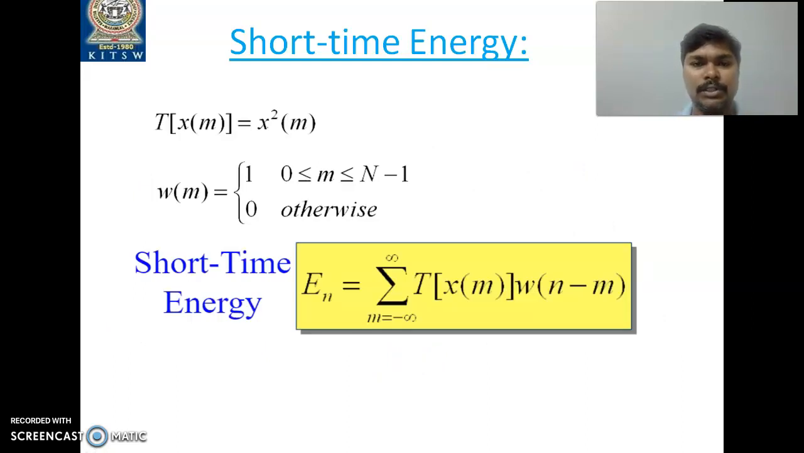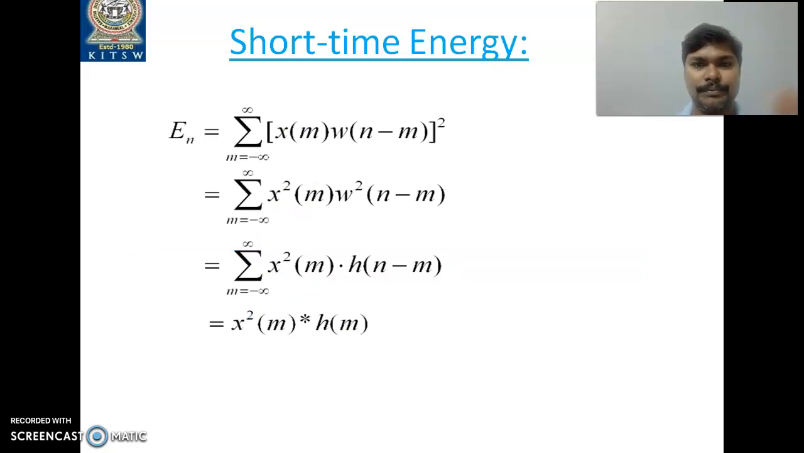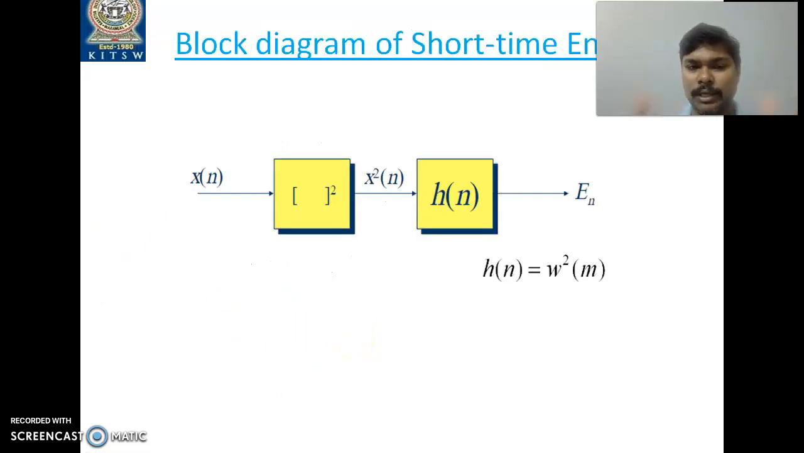This is the short time energy, En equals the summation from minus infinity to infinity of x of m into w of n minus m. This is the definition of the window: w of m equals 1 when m varies from 0 to N minus 1, and 0 otherwise. This is an explanation of how we calculate the short time energy as a mean square value, and at the end you will identify this mean square value as a multiplication with h of m, where h of m or h of n is nothing but the coefficients of a filter that we are going to consider here.